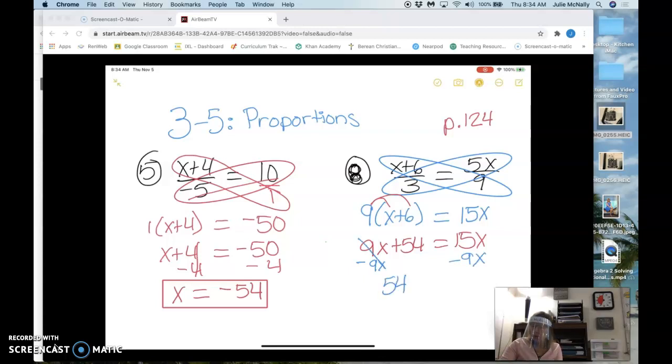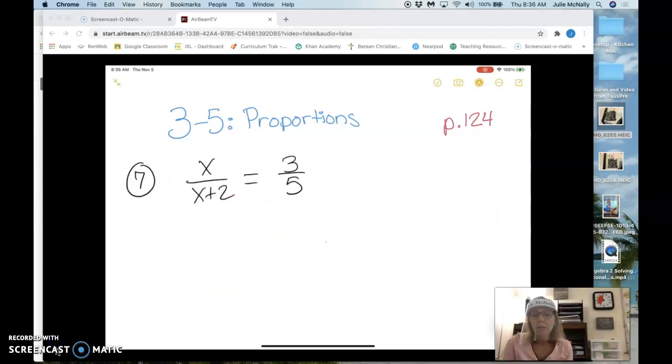So now I have 54 on one side and I have 6x on the other. And last I do what? Divide by 6. Good. So, yeah, good. X equals 9. So on number 7, I want you to write this down and solve it yourself. And then I'm going to go away and come back, and then I'll have it solved for you so you can see if you got the right answer.